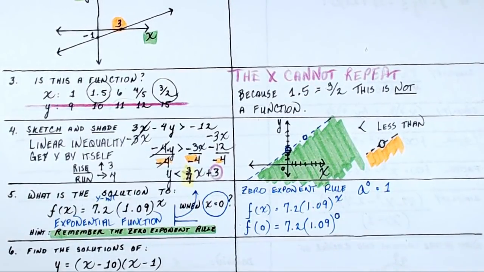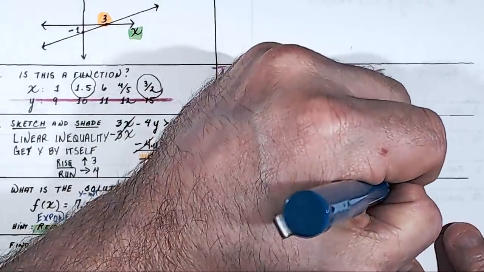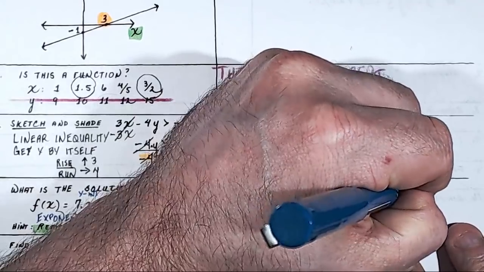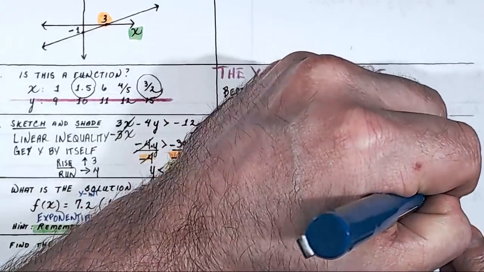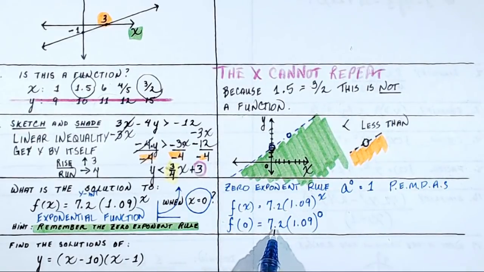Okay, now we have to remember PEMDAS. Your order of operations will save you here. What I noticed some students doing is first thing they were doing is multiplying 7.2 by 1.09. Don't do that, because right now you've got to deal with this parentheses and then the exponent in that order, and then you can deal with the multiplication.